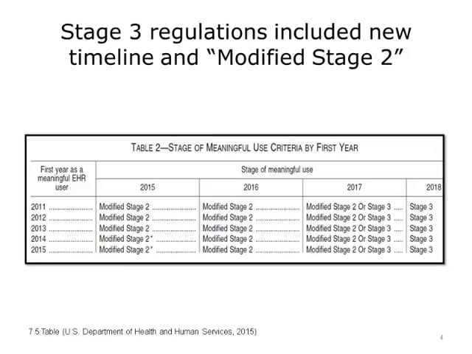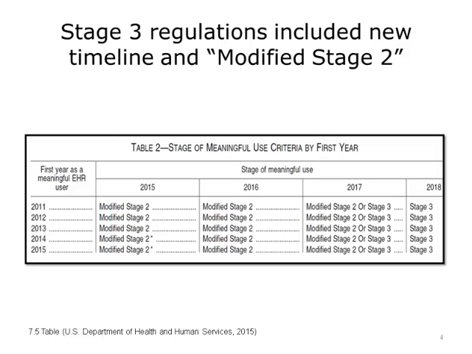The Stage 3 and Modified Stage 2 regulation included a new timeline and a new stage called, quote, Modified Stage 2, end quote. On this slide is the new timeline that delays the requirement for Stage 3 until 2018, with the ability to optionally start Stage 3 in 2017 for just 1 quarter. Modified Stage 2 was created for two purposes. The first purpose was to replace both Stage 1 and Stage 2.